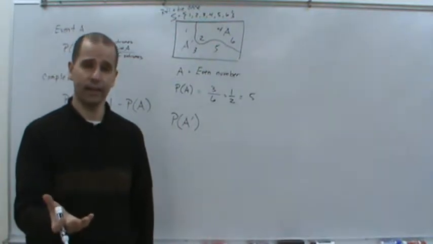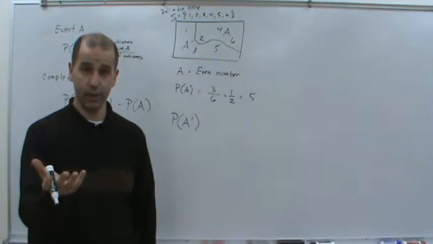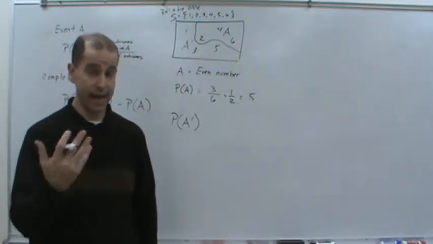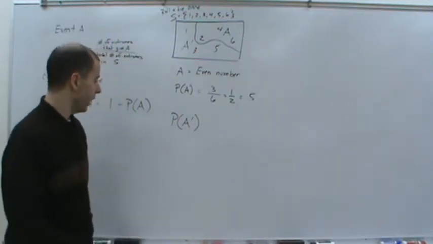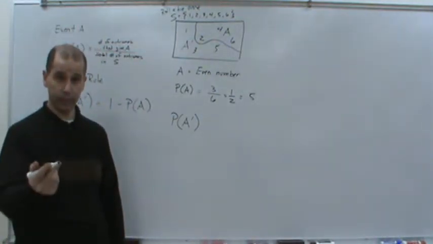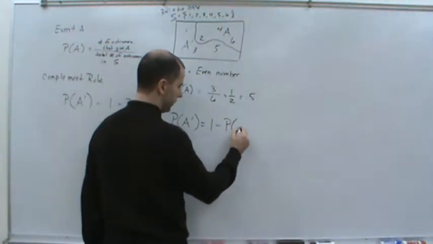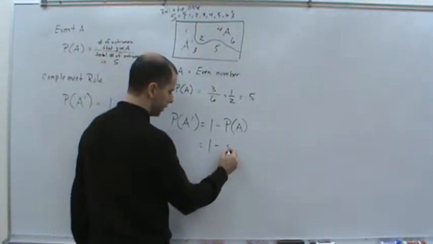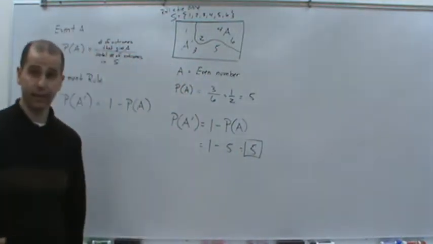By the way, what is the complement of A? What is A? A is even, right? Getting an even number. What's the complement of getting an even number? Well, that's not getting an even number. In other words, getting an odd number, right? So I can calculate the probability of getting an odd number, the complement of A, by just using the formula 1 minus the probability of A. Well, we found that P of A is 0.5, so it's going to be 1 minus 0.5, which is, again, 0.5, right?